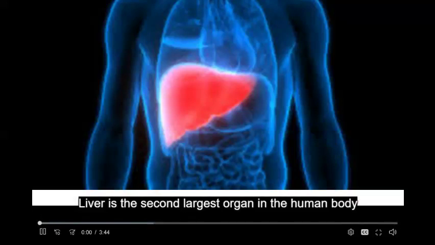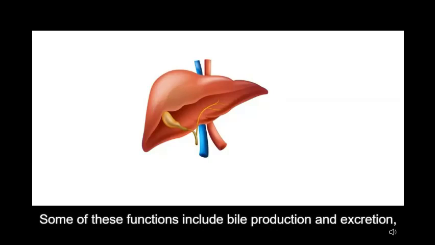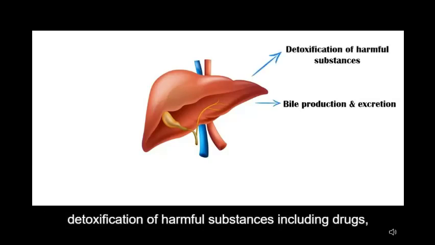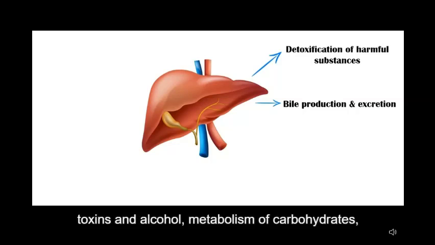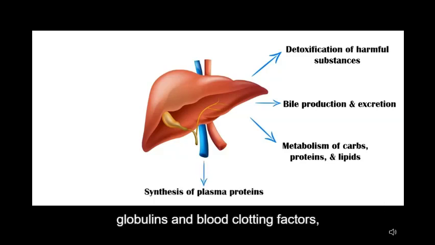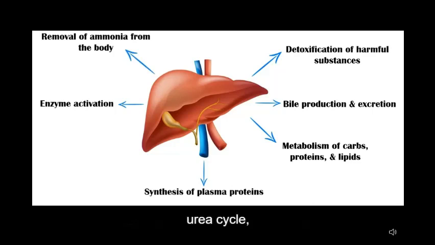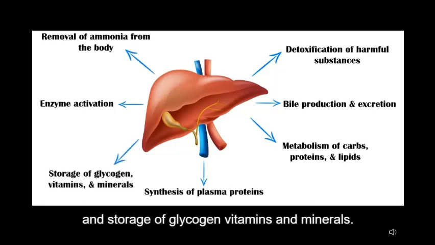The liver is the second largest organ in the human body, and it is responsible for many important functions. Some of these functions include bile production and excretion, detoxification of harmful substances, including drugs, toxins, and alcohol, metabolism of carbohydrates, proteins, and lipids, synthesis of plasma proteins, including albumin, globulins, and blood clotting factors, enzyme activation, removal of ammonia from the body through the urea cycle, and storage of glycogen, vitamins, and minerals.